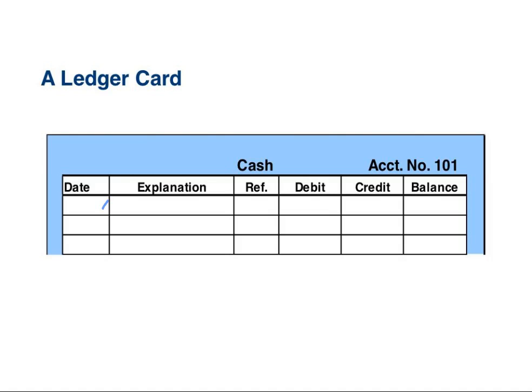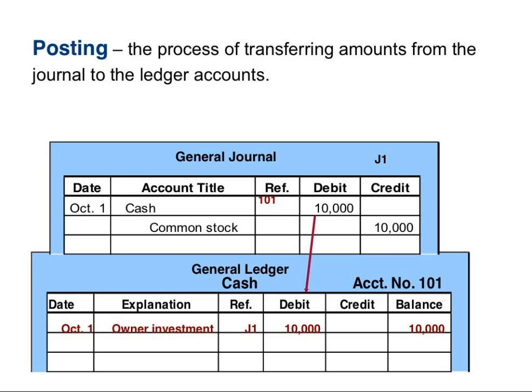Now, this is what a ledger card would look like. They'd have one ledger card for every account. This ledger card is for cash. Cash has been given the number 101. Every ledger card has a date, explanation column, reference column, debit, credit, and an ongoing balance. Now, the process of posting is transferring the amounts from the journal to the ledger account. So here's the journal page. Here's the ledger page.